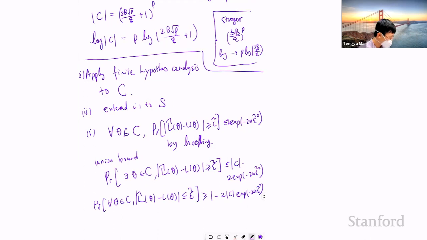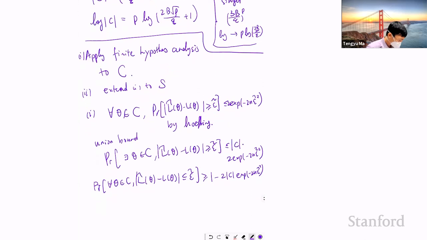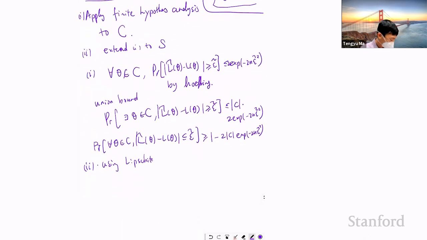Okay, so now we have to do the second step. How do we extend this to every theta in S? And second, we are basically using the Lipschitzness. And you can see that this is not really anything super clever. It's sometimes brute force.